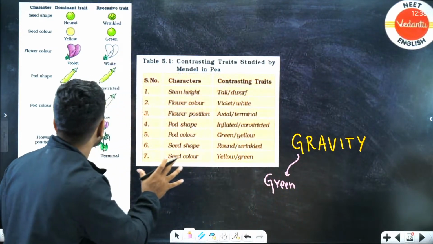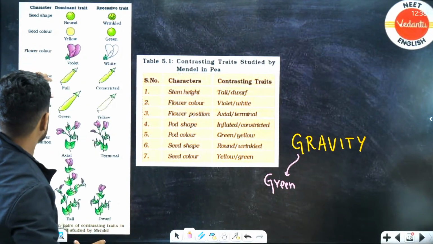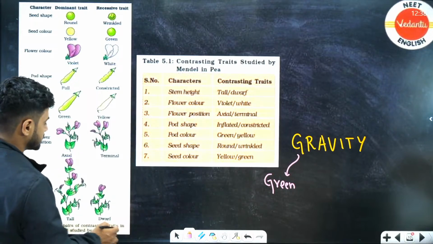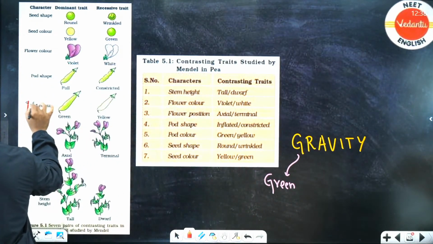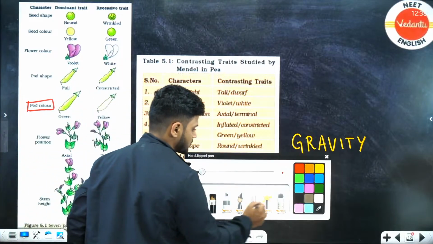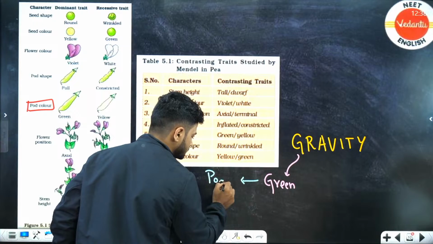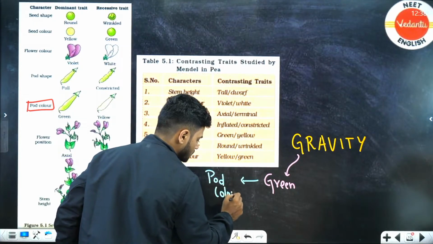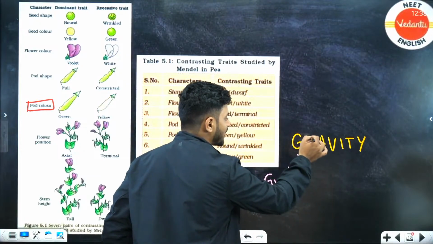G stands for green. That is going to be your pod color. Can you see? Pod color. So write down that also. Okay. Now what is going to be R?